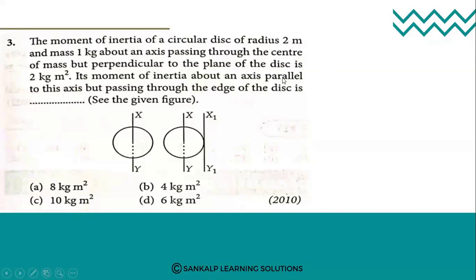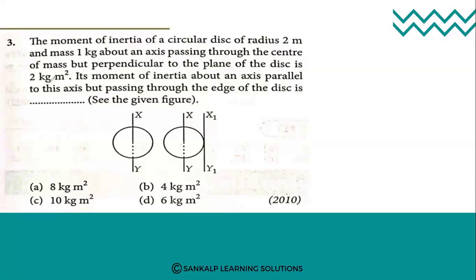Its moment of inertia about an axis parallel to this axis, but passing through the edge of the disc, is what? Here the moment of inertia value is given for the circular disc whose radius is 2 meter and mass is 1 kg. When the axis is passing through the center, the moment of inertia is 2 kg meter square. In the second figure, they are saying the axis is parallel to this axis, but passing through the edge.